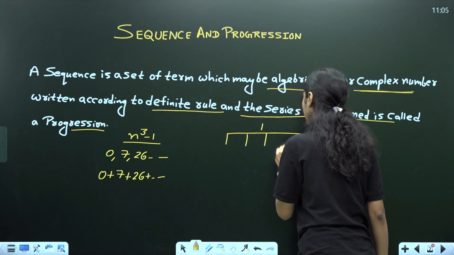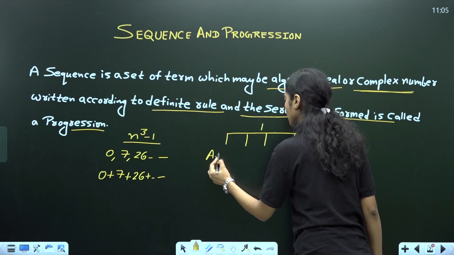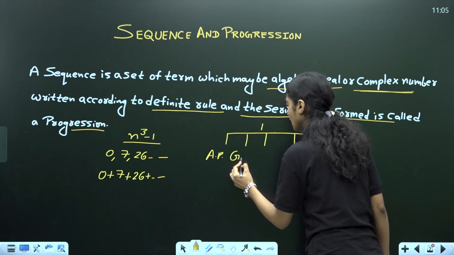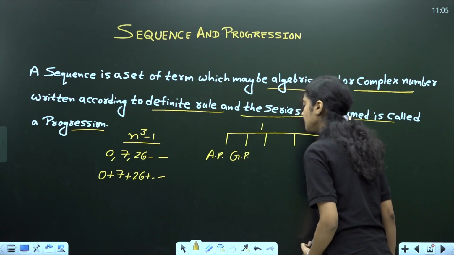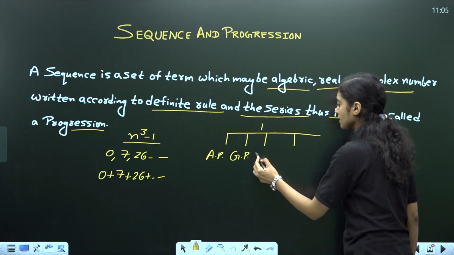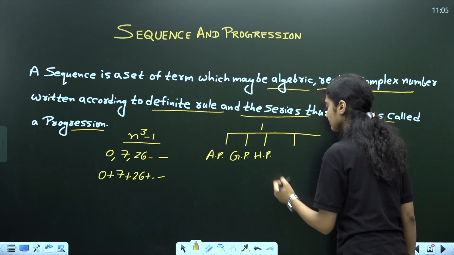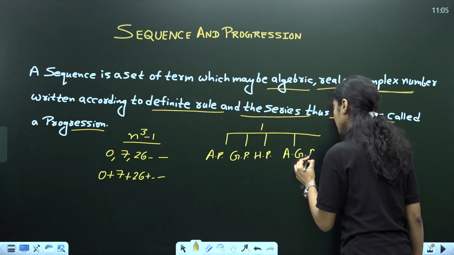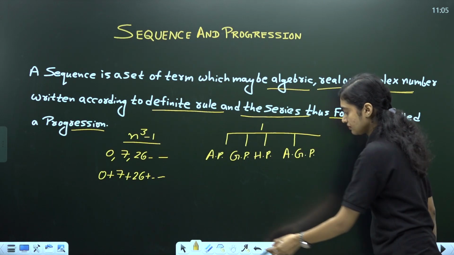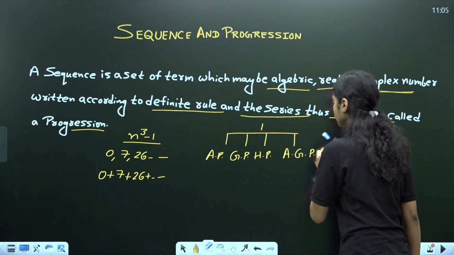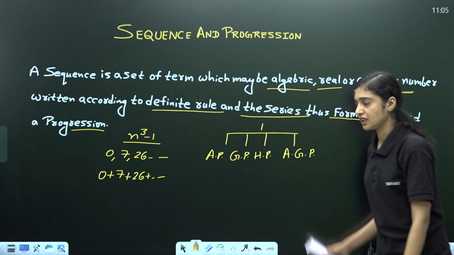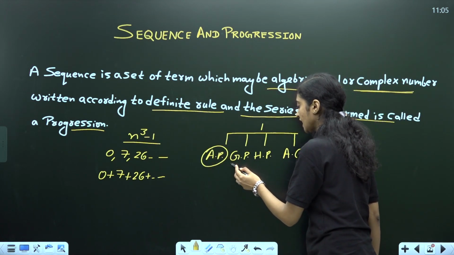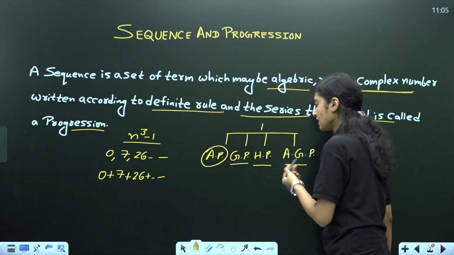Progressions are of 4 types. Arithmetic progression, as we studied in class 9th and 10th. Now we study geometric progression, harmonic progression and arithmetic geometric progression. We study all types of progression in detail. Firstly, we understand arithmetic progression. Then in later classes, we understand the remaining.